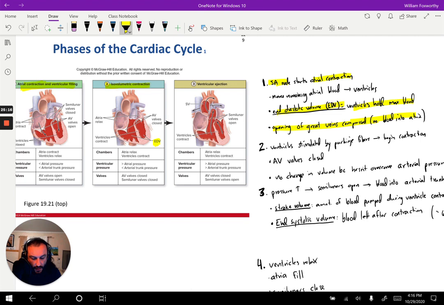Moving on to isovolumetric contraction. Iso means the same, volume means volume. So in isovolumetric contraction, you have the beginnings of the contraction, but the volume of the heart does not change.